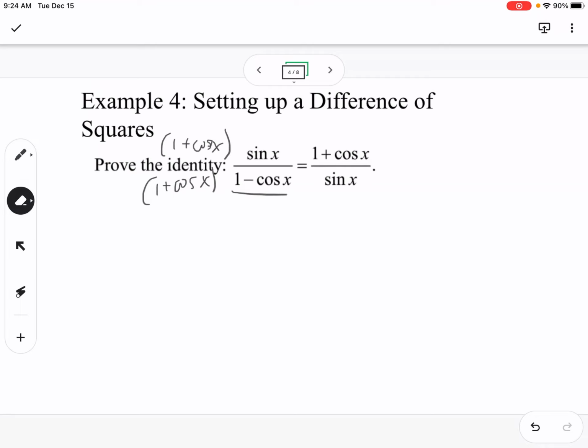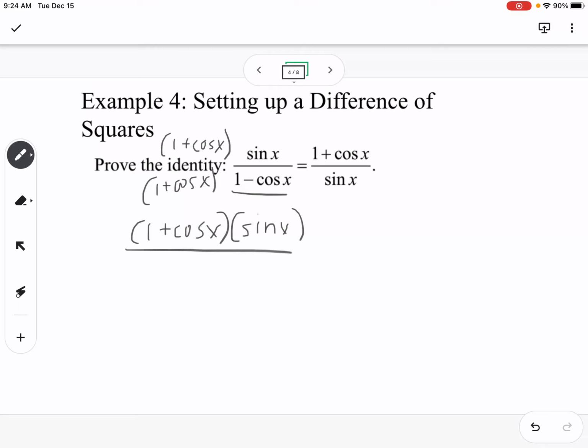It's hard to write small. Let's try that again. There we go. Okay, so I'm going to multiply the left-hand side, top and bottom, by 1 plus cosine. So that's going to give me 1 plus cosine times sine over, and these are a difference of squares now in the denominator. So if I multiply them out, I'm going to lose those middle terms. I'm going to get 1 minus cosine squared. Now I have a Pythagorean identity, and I know that 1 minus cosine squared is equal to sine squared.